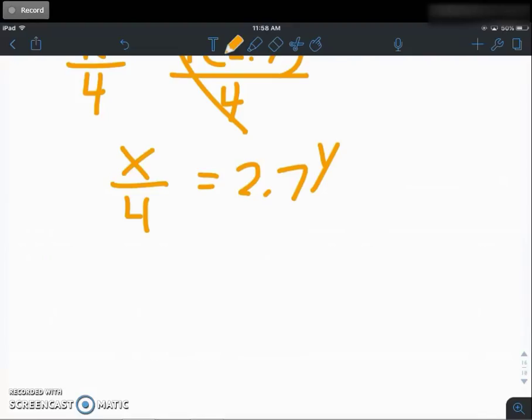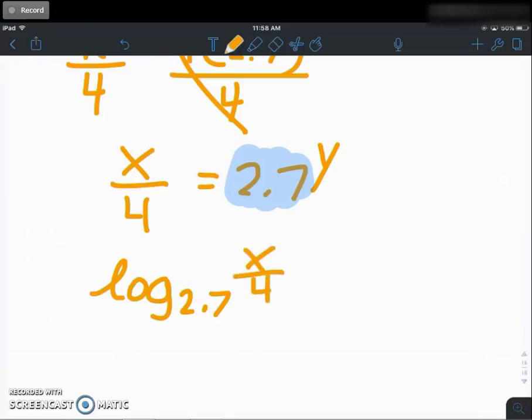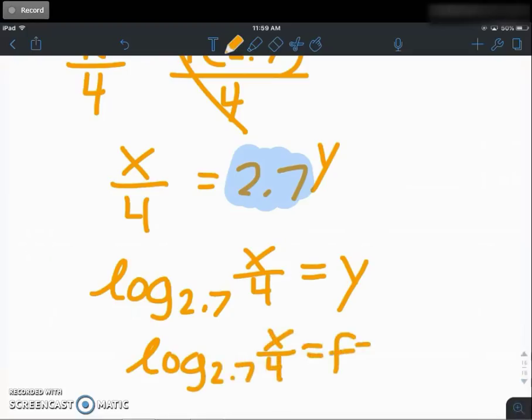I'm now going to write that as a logarithm. Again, my base, we talked about 100 times, is 2.7. So it's log base 2.7 of x over 4 equals y. Again, I need to fix my notation, so it's going to be log base 2.7 of x over 4 equals f to the negative 1 of x.